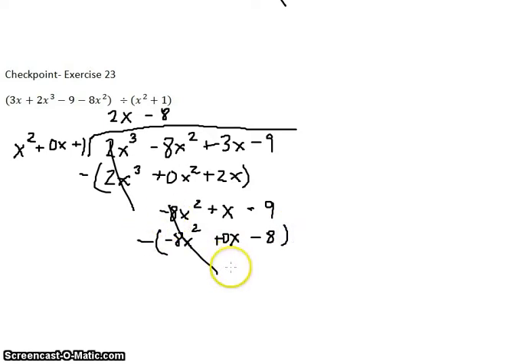That cancels out. I'm left with x. A negative 9 minus a negative 8, that's negative 9 plus 8. I have nothing else to carry down, so this is my remainder. So here's my remainder.